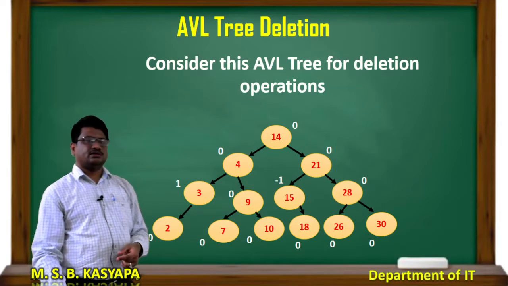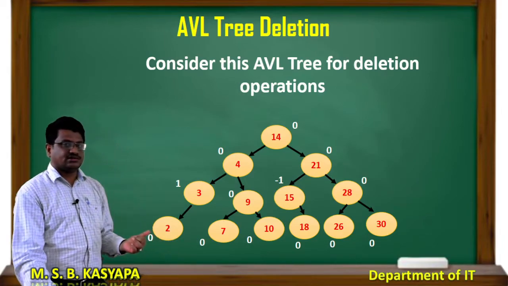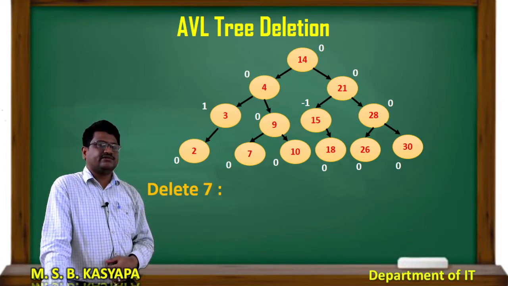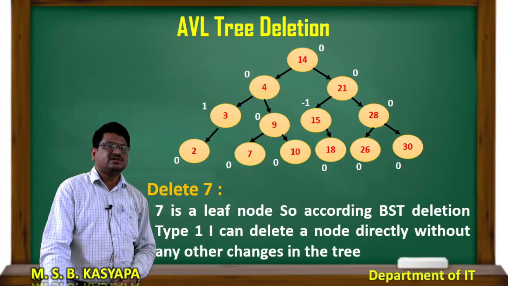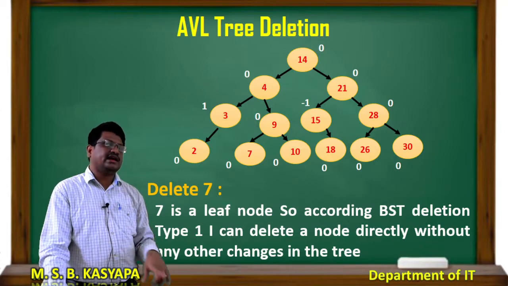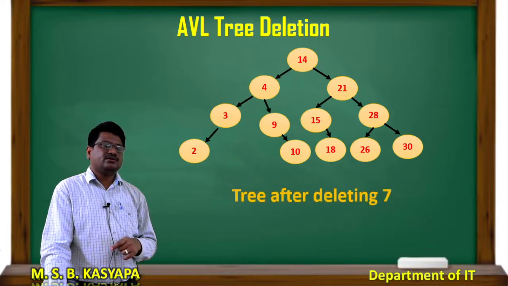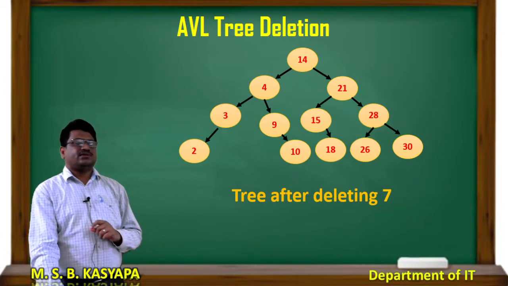Okay. I am considering this AVL tree, which we have already constructed just now. From this I want to delete 7. If you see, 7 is a leaf node. So leaf node means type 1. So if it is type 1, if it is a leaf node, I can directly delete the node. After deleting 7, the tree should be like this.